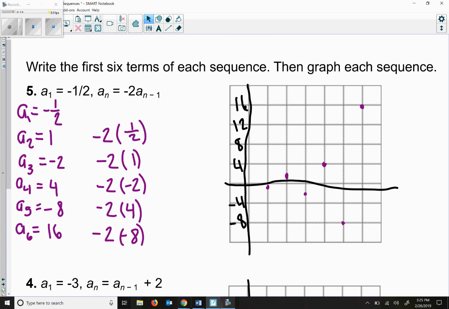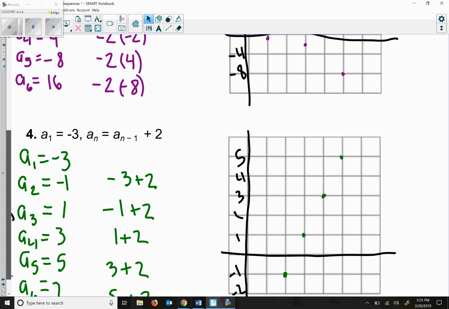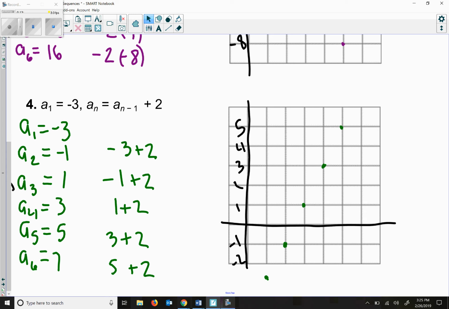Number 5, kind of, again, is more like that first one that we did, where it's kind of jumping all over the top or above and below the x-axis. And then I should have changed that last one to number 6, so I apologize. That should be number 6, and that should be a straight line.